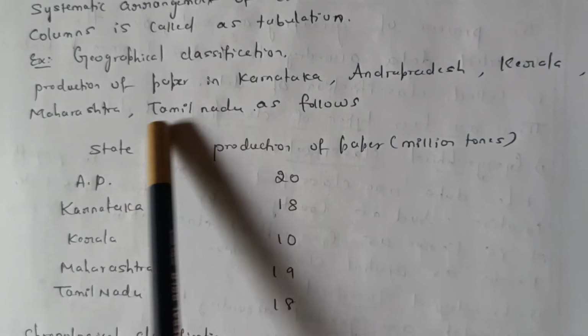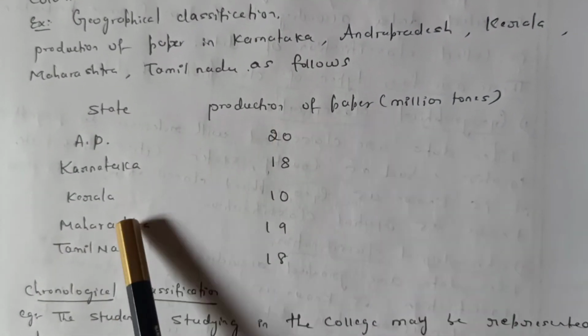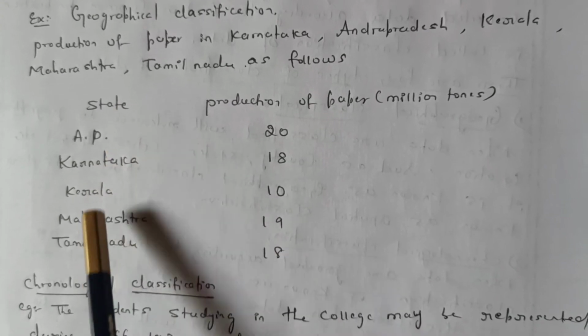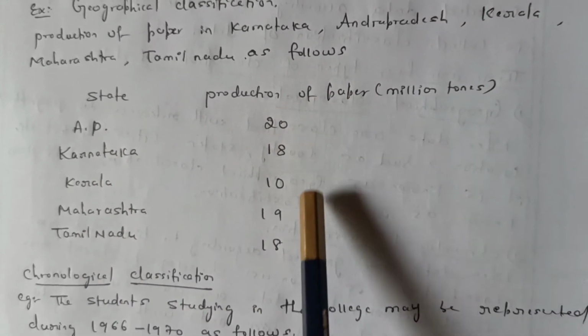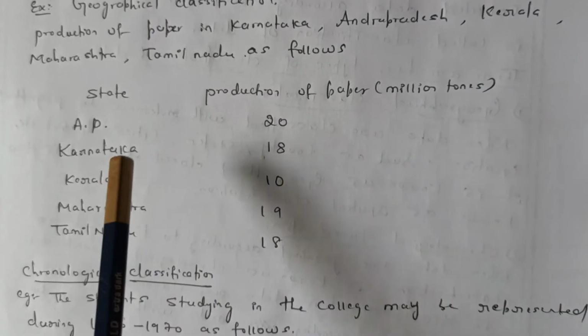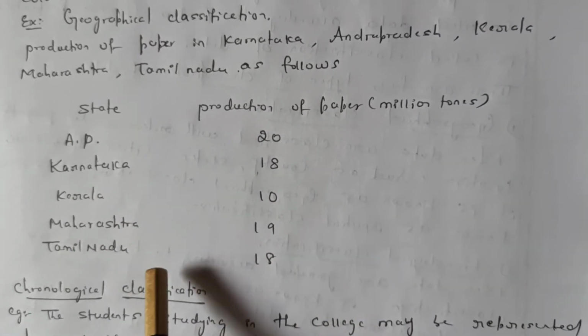So here we have presented in terms of a tabulation. Here are the different states, and the production of paper in millions of tons is given. So this is called the geographical classification.